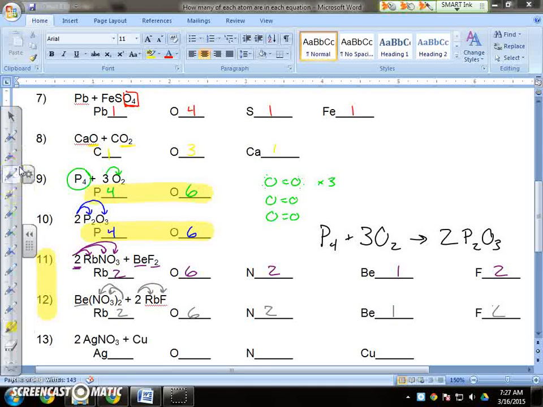Working through the final one before we shift down, we've got 2 silver nitride plus copper. This 2 is going to distribute to the Ag, to the N, and to the O3. So I've got 2 times 1 gives me 2 silvers. I happen to have 2 times 3 gives me 6 oxygens, and 2 times 1 gives me 2 nitrogens. And then obviously this copper is all by itself, and I get 1 of those.